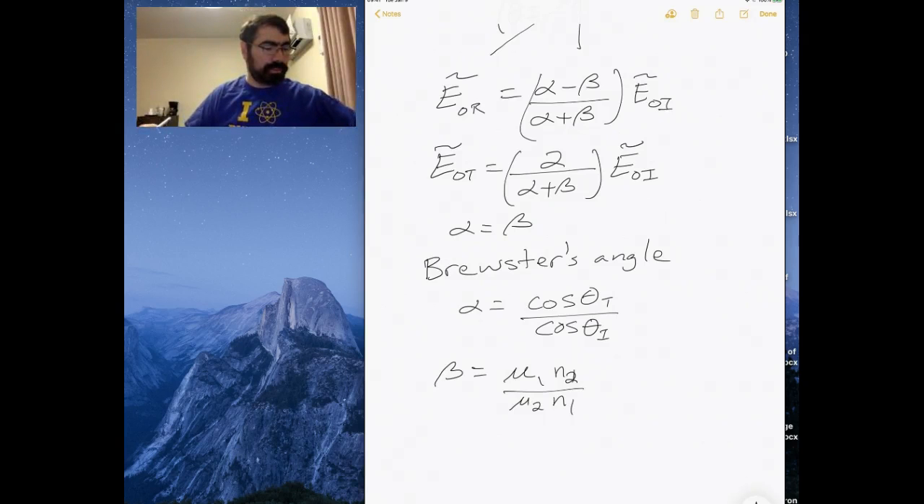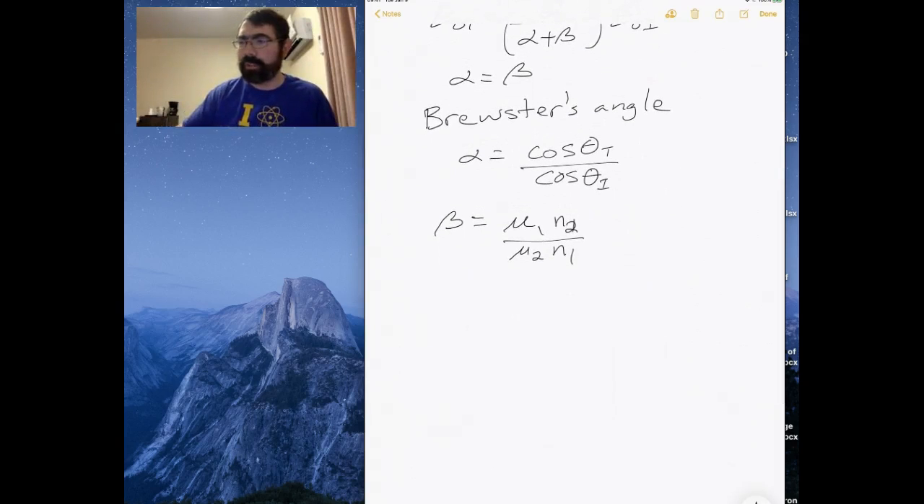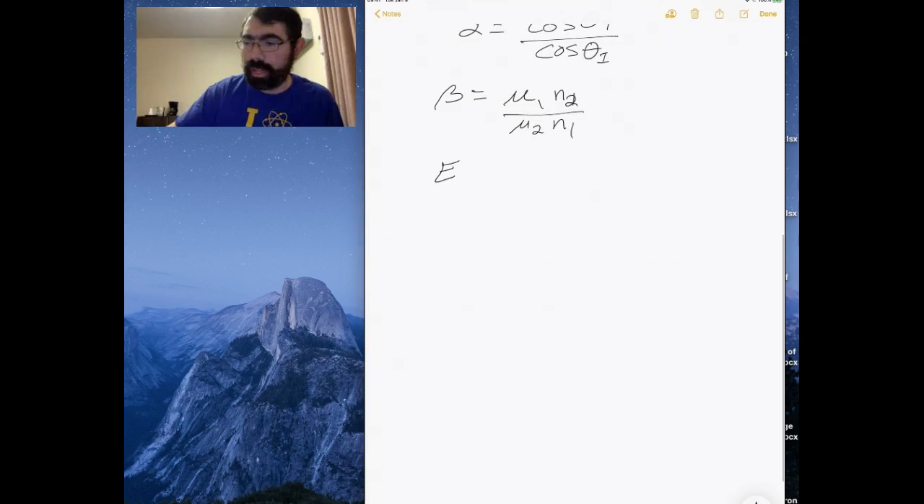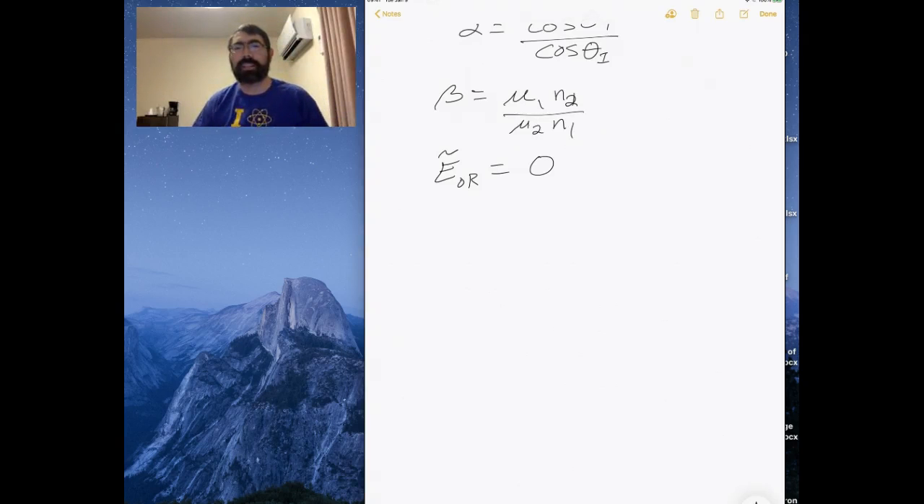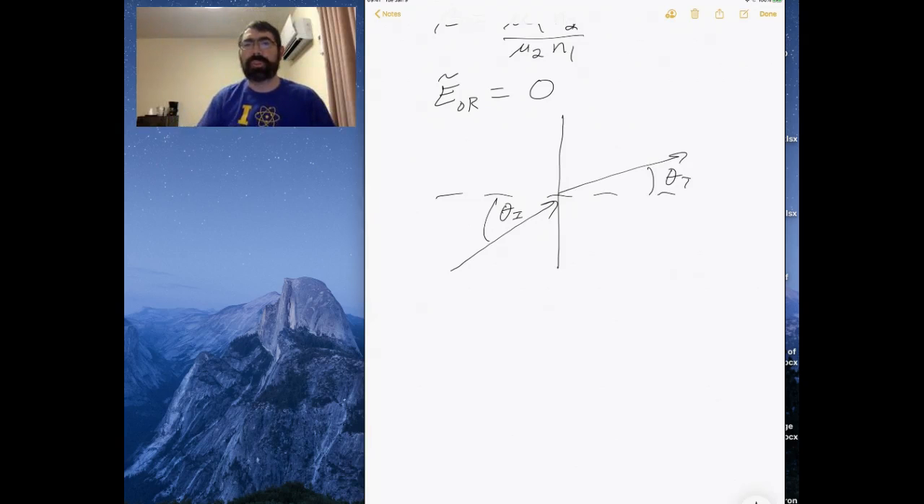Okay, so what we want to calculate is the result when we set alpha equal to beta. Well, if alpha is equal to beta, according to this equation right here, that means that the amplitude of the reflected wave is 0. So you get no reflection at all. We pick an angle such that we're not going to get any reflection. We're going to get 100% transmission. So here's my incident wave. I get no reflection. I only get 100% transmission.